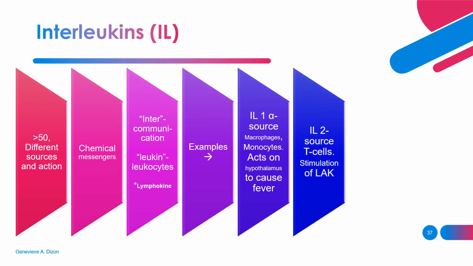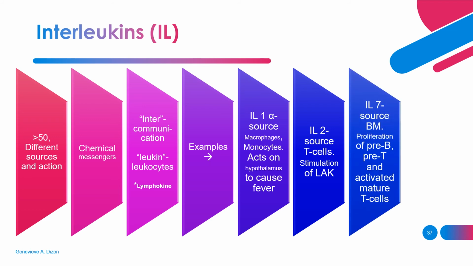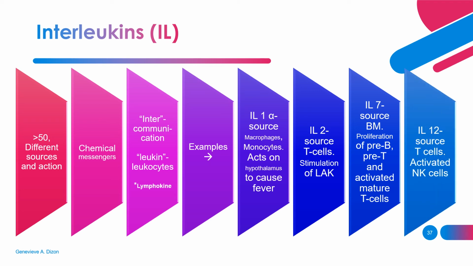Another interleukin is interleukin-2. The source of this is the T cells, and they stimulate the LAK cells or the lymphokine-activated killer cells, which is part of the innate immunity. Interleukin-7, its source is the bone marrow, and it's responsible for the proliferation of pre-B, pre-T, and the activation of mature T cells. The last example is interleukin-12, which source is also the T cells, but its role is to activate natural killer cells.